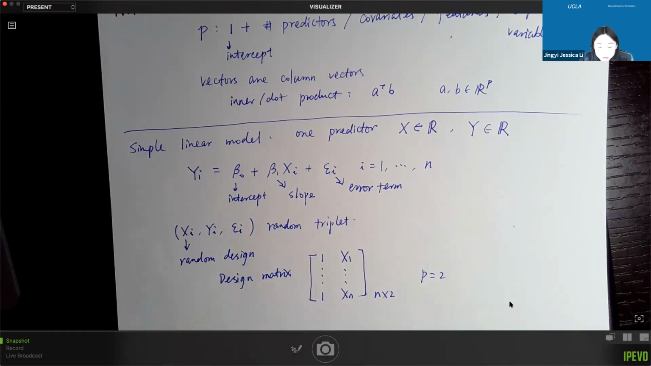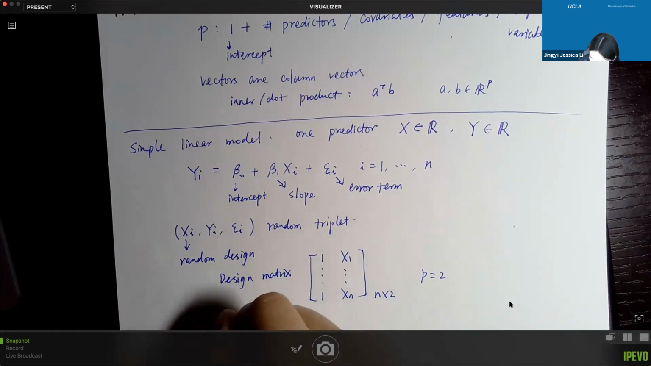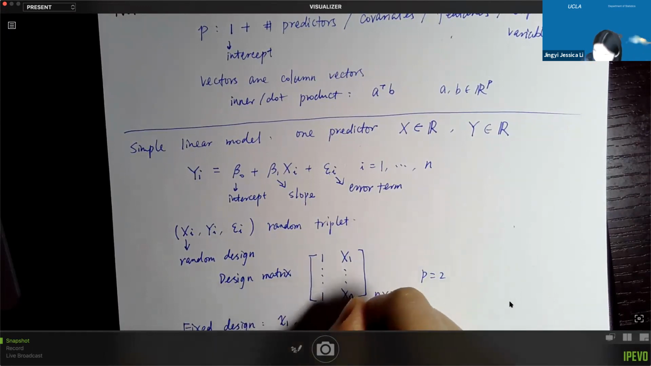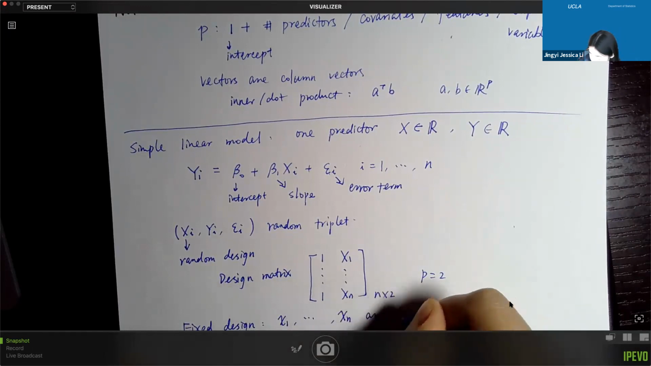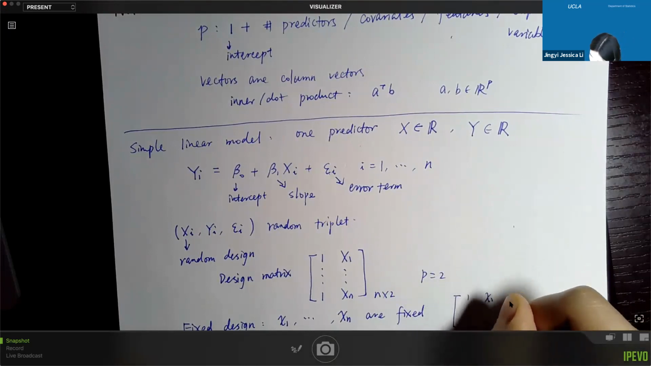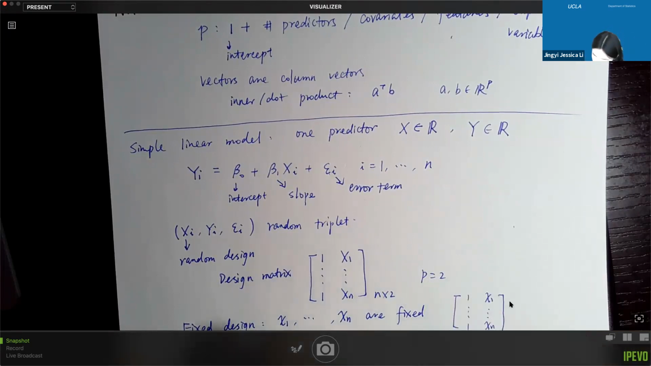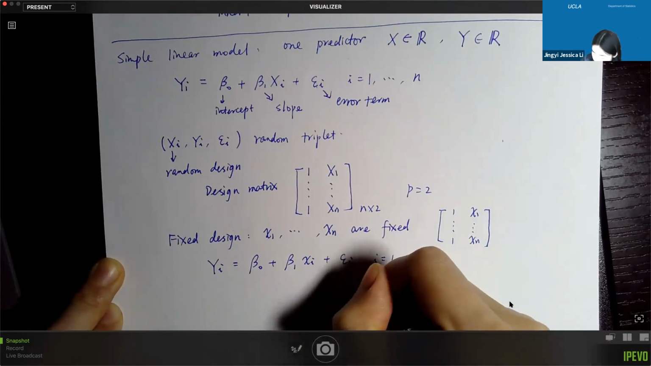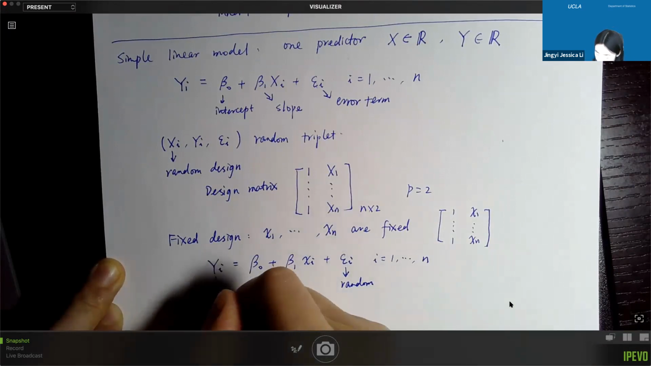And because of that, in statistics, in most cases, we talk about fixed design. So when we talk about fixed design, we basically assume x1 to xn, as you can see, now I'm writing in lowercase, are fixed. So the design matrix is just this. I'm using lowercase. And the simple linear model becomes yi equals beta 0 plus beta 1 lowercase xi plus epsilon i, for i from 1 to n. So in this case, when we talk about fixed design, the error term is the only source of randomness. And as a result, yi is a random variable.